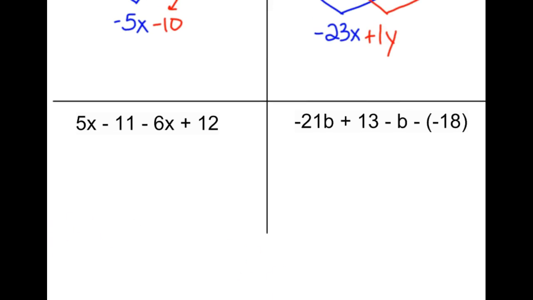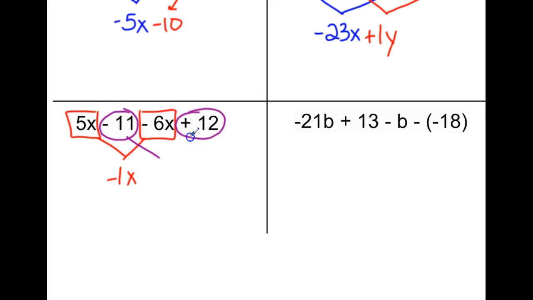Here's some more x's. We're going to combine this 5x with this negative 6x. Don't forget that negative. Different signs subtract. 6 minus 5 is 1. And there's more negatives. And then we have a negative 11 and a positive 12. Again, different signs subtract. 12 minus 11 is 1, but this time there's more positive. So negative 1x plus 1.